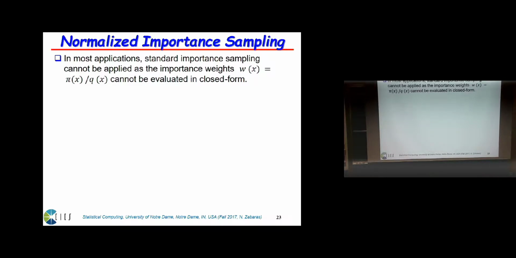Do we need the normalization factor of pi? If you remember, the weights are pi over q. What do we need to do? Can we make this work if we don't know pi? We know pi star, which is the unnormalized version of pi. Can we make this work?